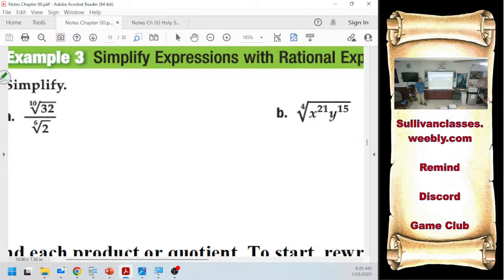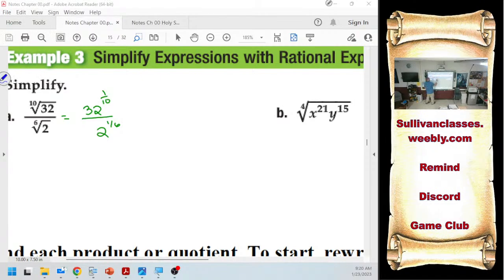Like, if I said the 10th root of 32 and the 6th root of 2, I can't do anything with that because they don't have the same radicand, they don't have the same exponent. Until I rewrite this as 32 to the 1/10, and 2 to the 1/6. You're like, well, that still didn't do anything. Unless you know your powers of 2. 32 is 2 to the what? 5.